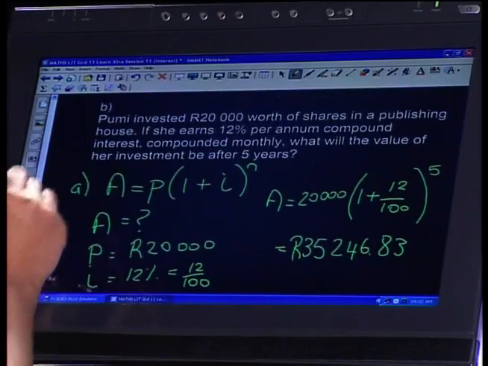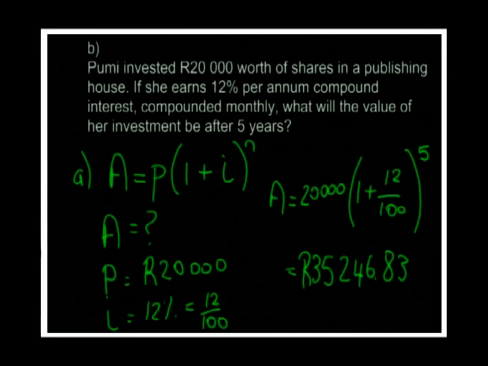Now let's go to the second part of this question. Pumi invests her 20,000 rands worth of shares in a publishing house. It looks exactly the same. We've still got our principal of 20,000 and she's investing it in the same place. She earns 12% per annum compound interest. Exactly the same. So what have they added? They've added this: compounded monthly. What will the value of the investment be after 5 years?